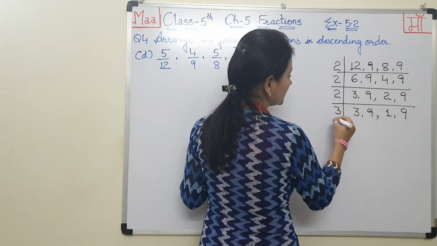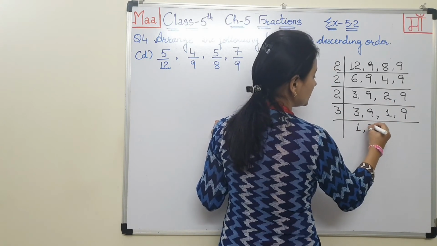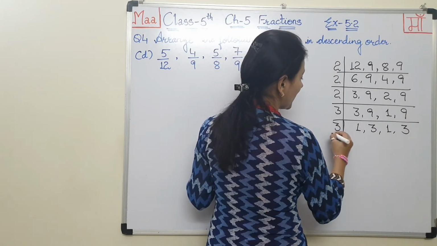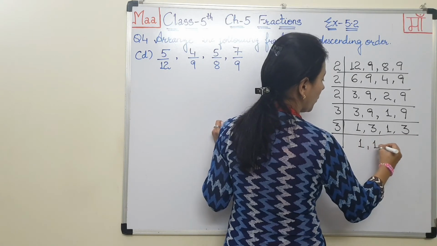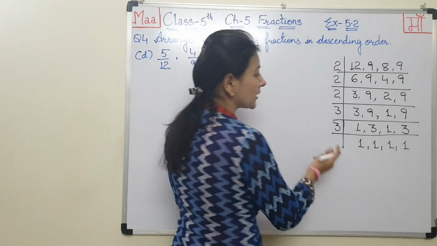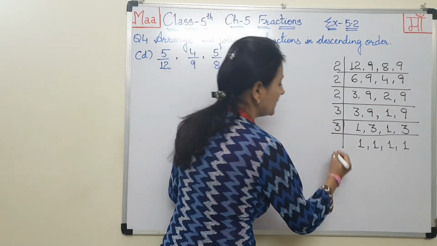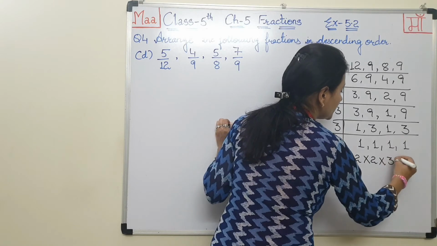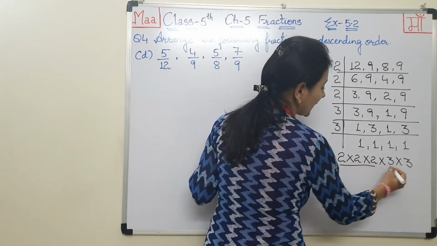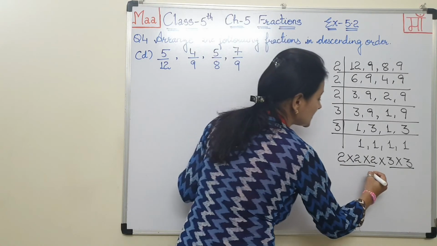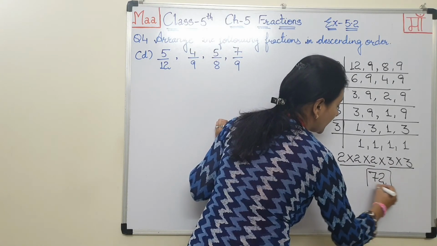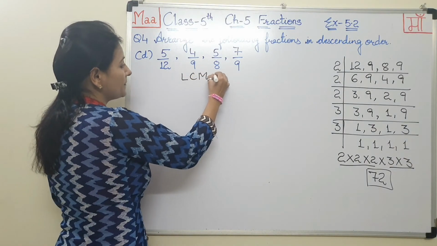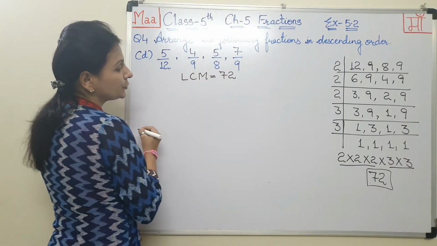By the table of 3 now, so 3 1s are 3, 3 3s are 9, 1 as it is and 3 3s are 9. Again by the table of 3, 1, 1, 1 and 1. So here we have finished our LCM. Multiply the prime numbers 2 into 2 into 2 into 3 into 3. So 2 2s are 4, 4 2s are 8 and 3 3s are 9. So 8 9s is 72. So again our LCM is 72. So here we will write our LCM, that is equal to 72.